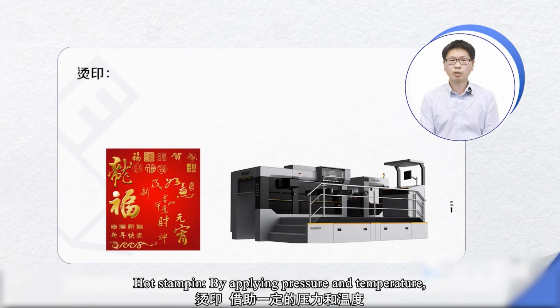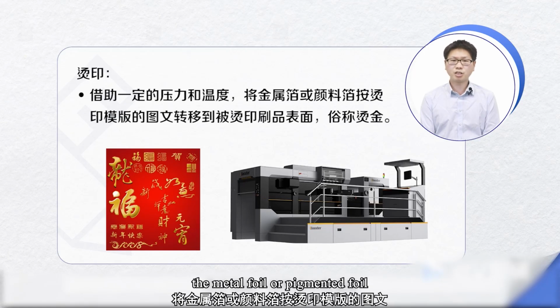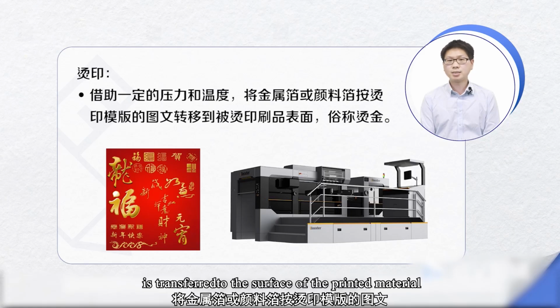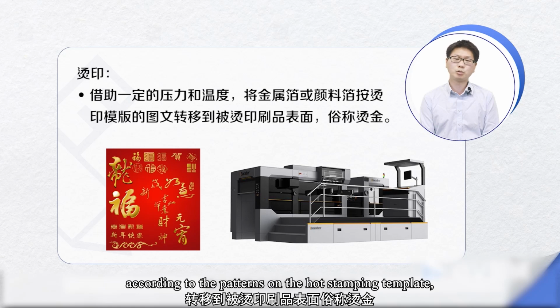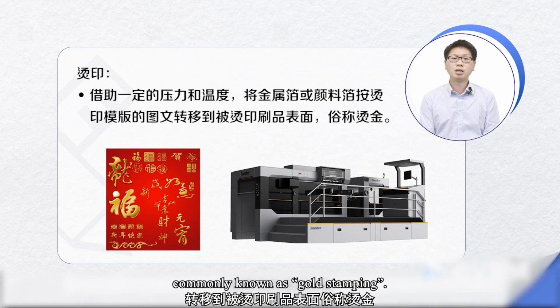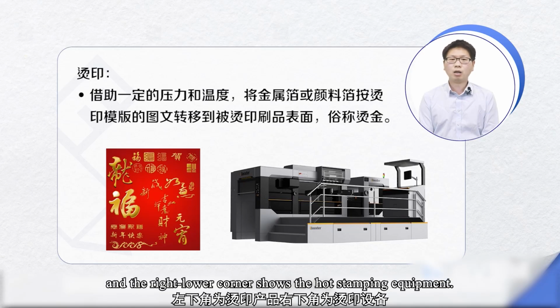Hot stamping, by applying pressure and temperature. The metal foil or pigmented foil is transferred to the surface of the printed material according to the patterns on the hot stamping template, commonly known as gold stamping. The left lower corner shows the hot stamping product, and the right lower corner shows the hot stamping equipment.